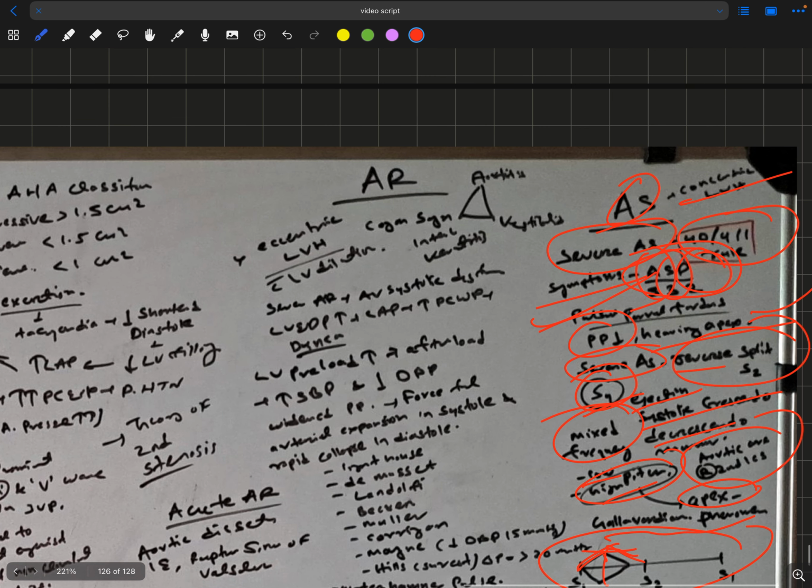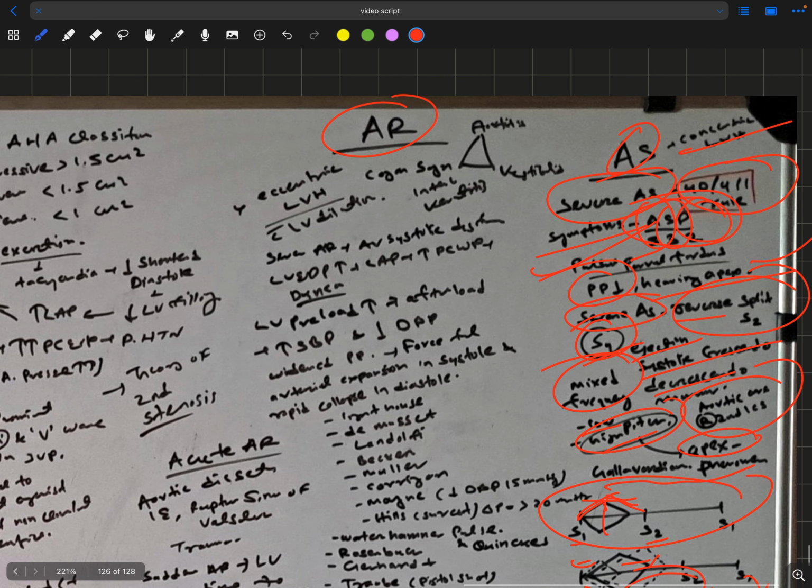So now let's discuss AR. In AR, we find eccentric LVH with left ventricular dilatation. The thickness of the ventricle is not increasing as much, but it is dilating. In case of AR, we have a syndrome called aortitis, interstitial keratitis, and vestibulitis. That is called Cogan syndrome. In AS, we find Heyde syndrome. Heyde syndrome is AS with acquired von Willebrand disease and angiodysplasia of the colon.